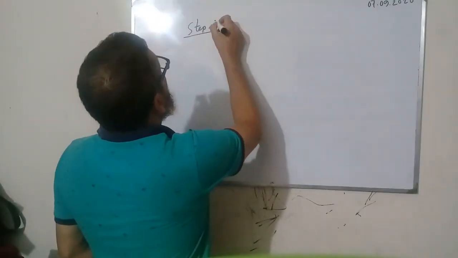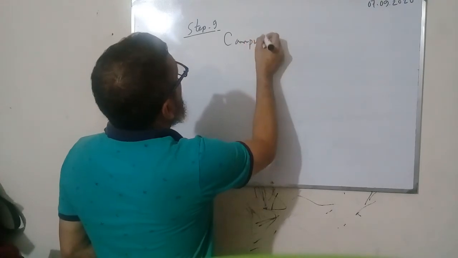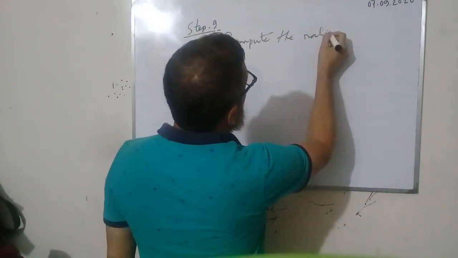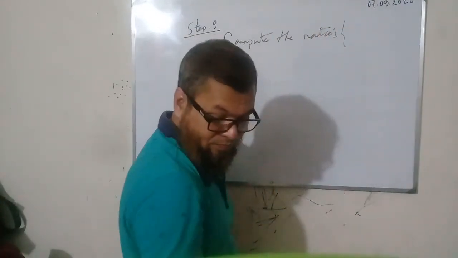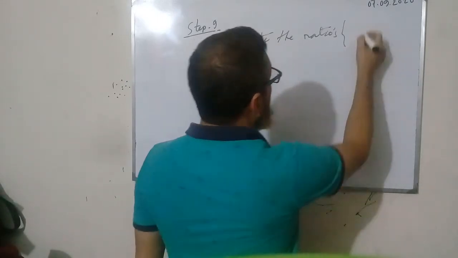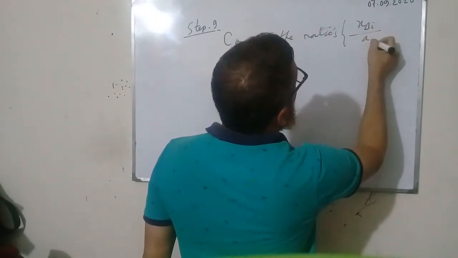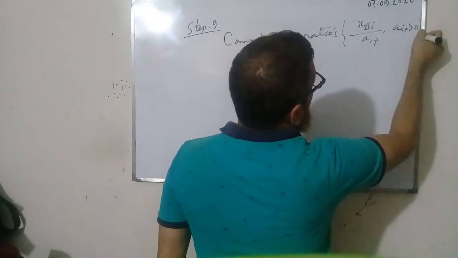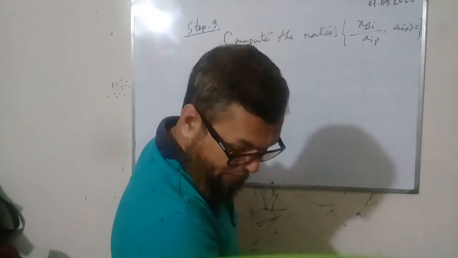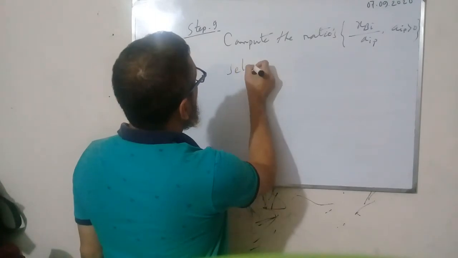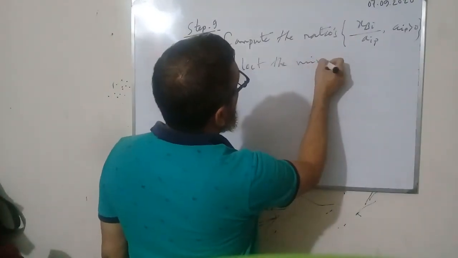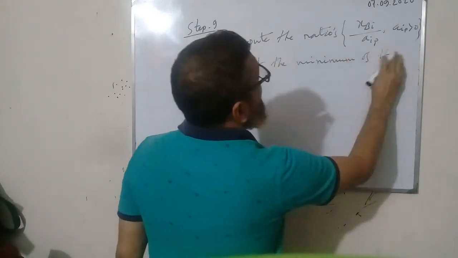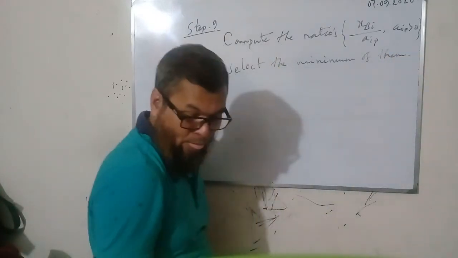Step 9. Compute the ratios xBi by aip for positive aip. Then select the minimum of them.